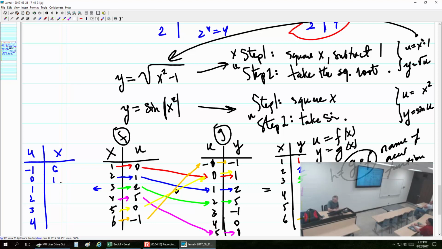But it also goes to 5, right? Reversing arrows. So the red arrow goes 1 goes to 0, and then the other arrow 5 goes to 0. So which is still a function. That's not a problem. It's like you square -1, you square 1. It's the same output. That's not a problem.